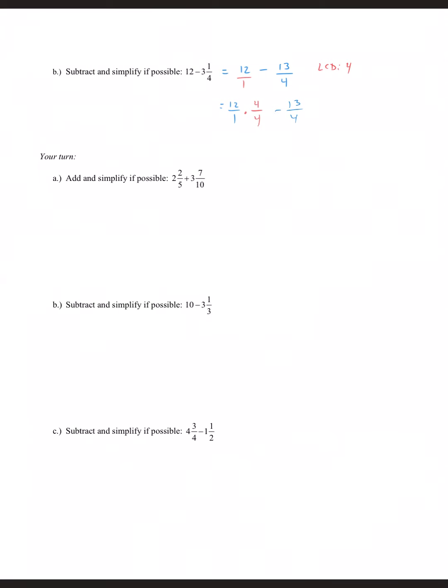So now we have to make our equivalent fraction. So we take 12 times 4, which we know is, right, it's 48. 48 over 4 minus 13 over 4. So now we have subtraction. So we do 48 minus 13, and that leaves us with 35 over 4. Well, the only factors of 4 are 1, 2, and 4, and the only one that goes into 35 is 1, so this would be our final answer.